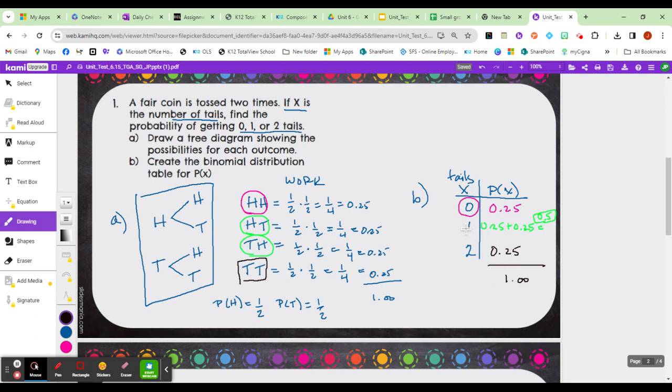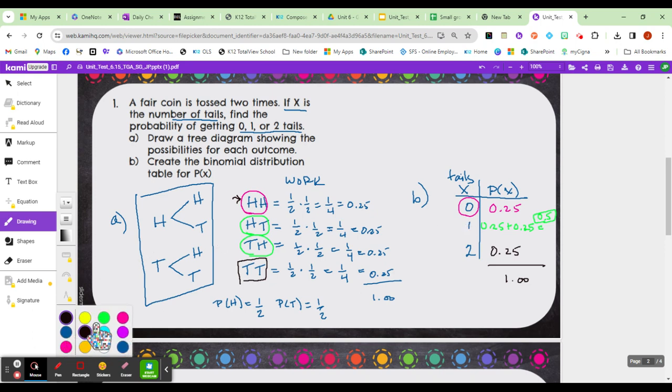So this is the probability of tails. I think I said heads a couple times, so let me just rephrase this again. The probability that I'm going to get 0 tails is happening right here when I get 2 heads. All these other combinations, I have at least 1 tail. So 0 tails would happen here, and that's a probability of 0.25.